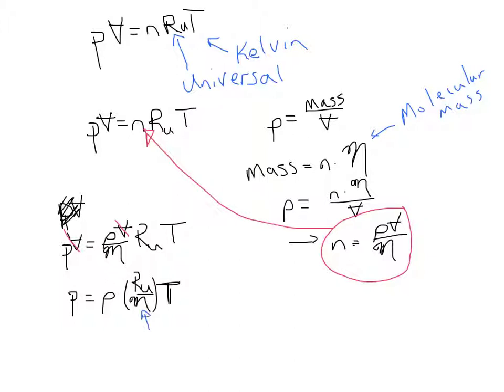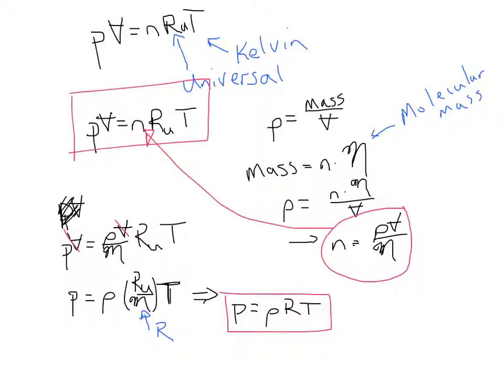Now I define this ratio of universal constant to the molecular mass as a new constant R, which is now gas specific, and so I get that P is equal to rho R T, and R then becomes a gas specific constant. So that's the connection between the form of the ideal gas law that appears in the book and the form of the ideal gas law that you're probably more accustomed to. And they are in fact equivalent, where we've made this translation from thinking of moles to thinking of density, which is more convenient for the way we're thinking about fluid mechanics.